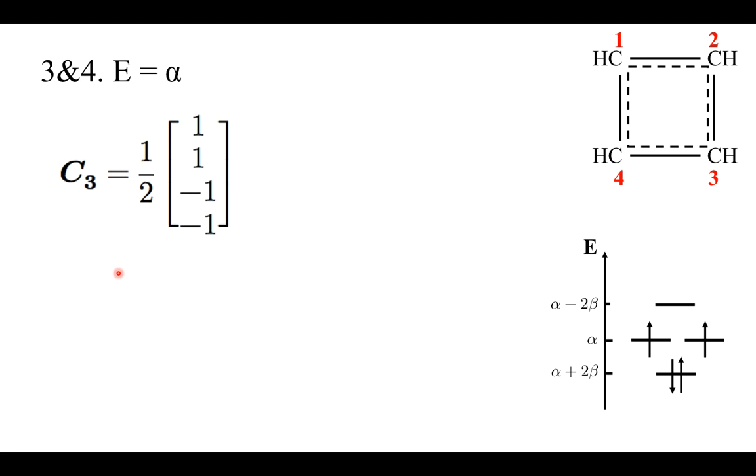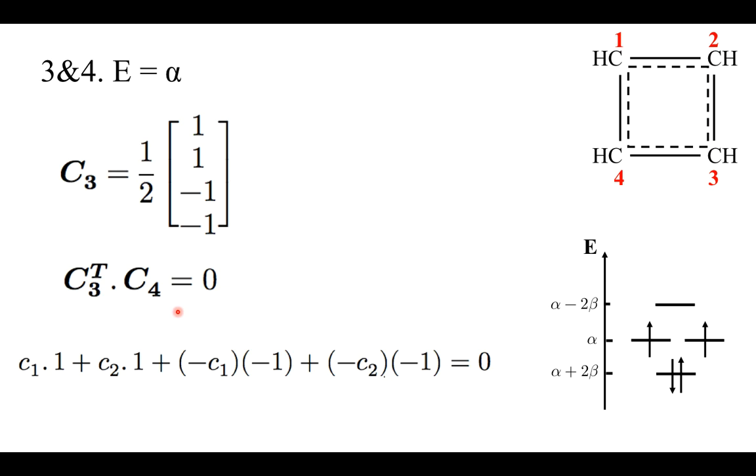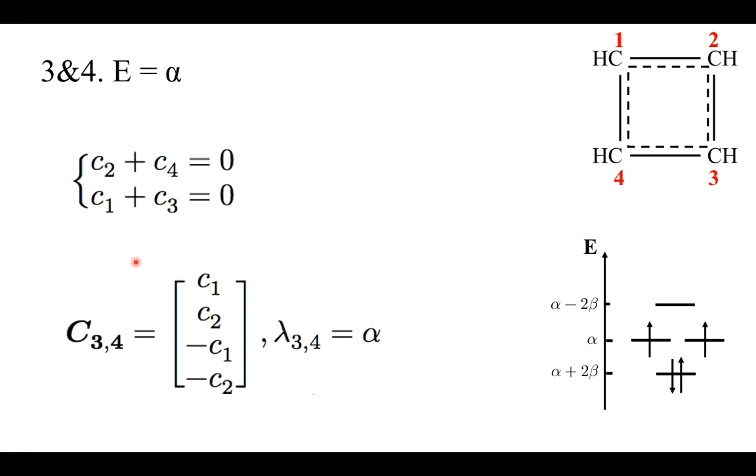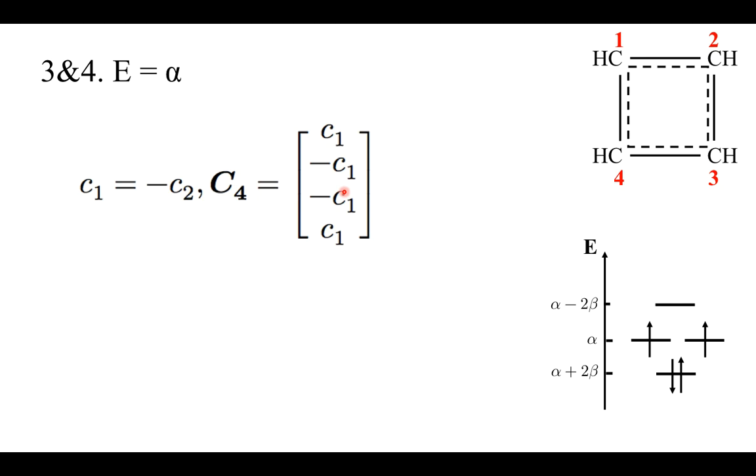In terms of matrices, this means that we need to transpose this column vector to a row vector and then multiply it by our new eigenvector C4. If we plug in C1, C2 into that equation for C4, we arrive at this equation, and we have a new equation that gives us C1 is equal to negative C2. So for C4, in a general format, we have C1, negative C1, negative C1, and C1, based on our new equation combined with the two equations that we already had. And in order to find the value of C1, we just need to make sure that it is a normalized eigenvector. So we just need to solve this.